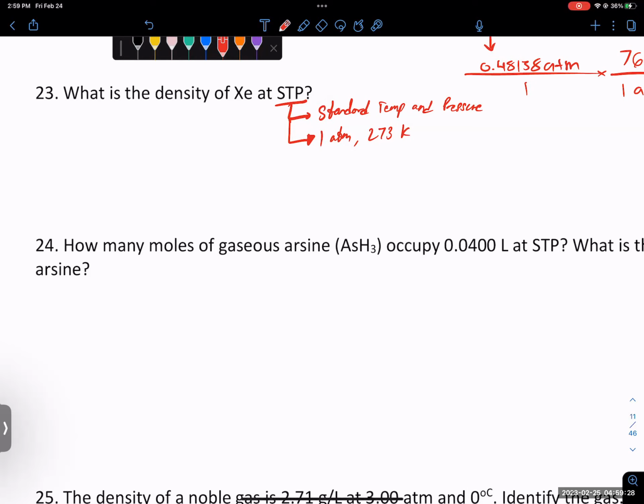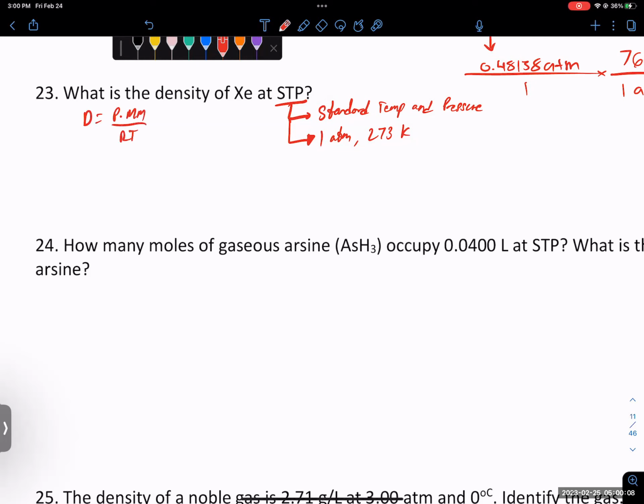So the density of xenon. All right, so what's the formula again for density of a gas? Well, we're not given any mass or any volume, so how are we supposed to do it? Density equals pressure times molar mass over RT. Exactly. Perfect.